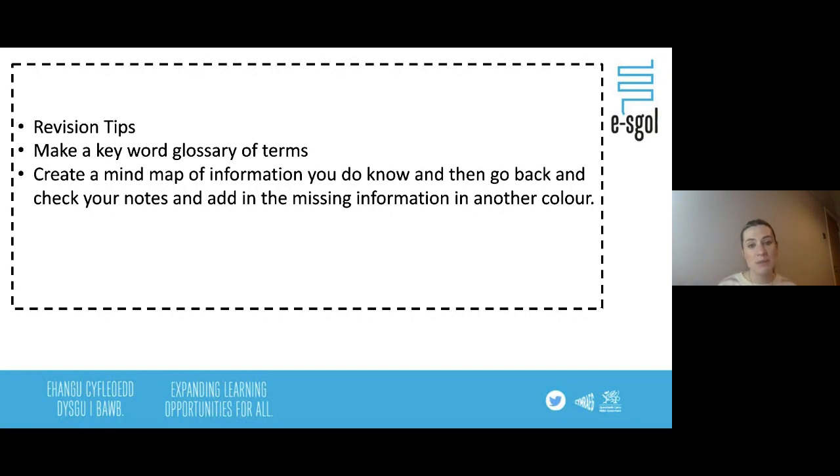Create mind maps of information you do know, and then go back, check your notes and add any missing information. The slang term for that is blurting, something that we use quite a lot with my students, and it really is helpful because it helps you understand what you need to revise more. Those are my two things that I would definitely start with when you're starting to revise, especially for the AS psychology.